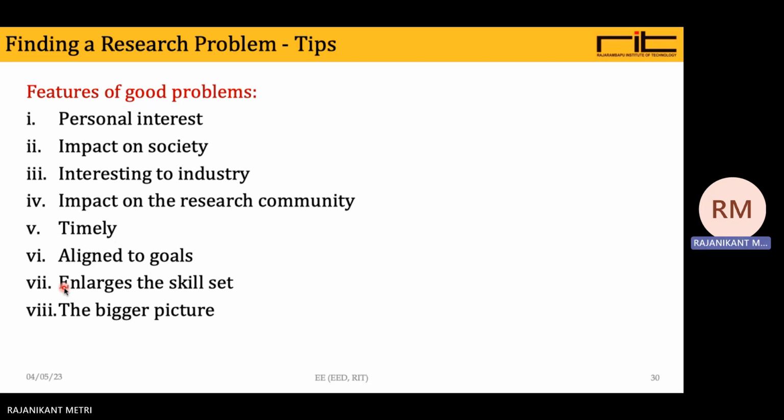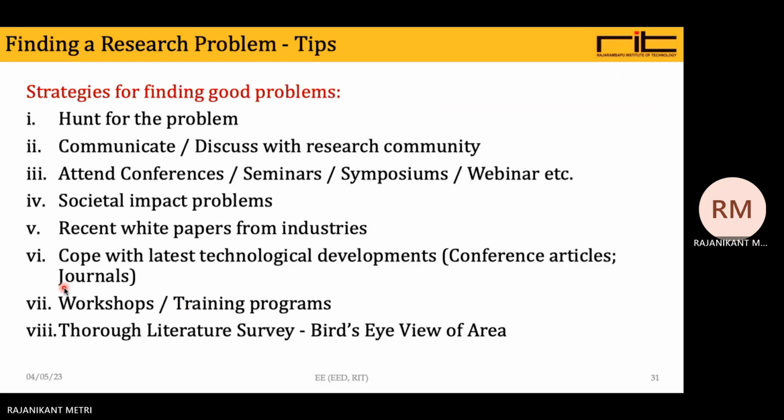Now we will discuss strategies for finding out good problems. There is no one fixed strategy, but some of the points are discussed here. Some of the strategies for finding research problems may include these, but one can go for other ways also.